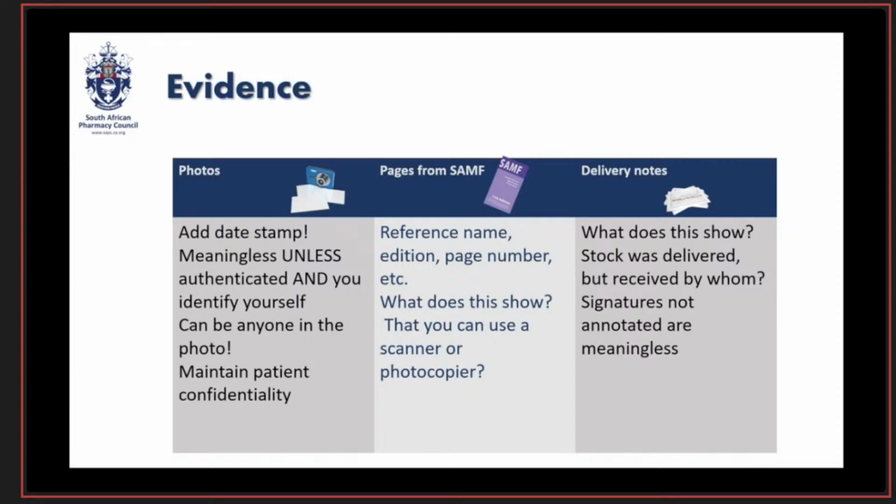If we talk about photographs, we say add a date stamp. There are a lot of devices that can include a date. Otherwise, just annotate the date on the photograph. You have to identify yourself. Remember, the assessors and the moderators do not know you. So if you are in the photograph, say, this is me, here I am compounding, here I am presenting, or whatever you are doing, identify yourself, and please make sure that you protect patient confidentiality on photographs.